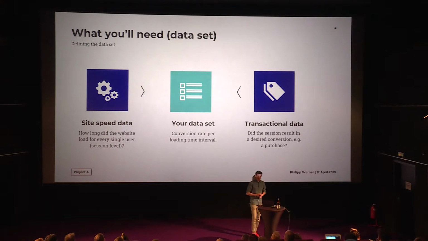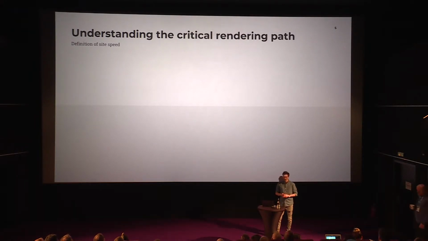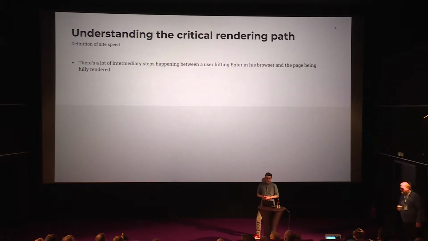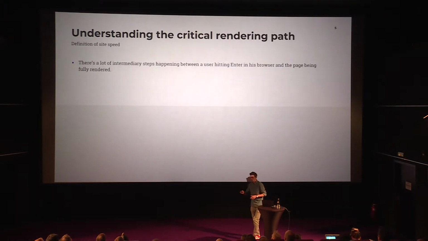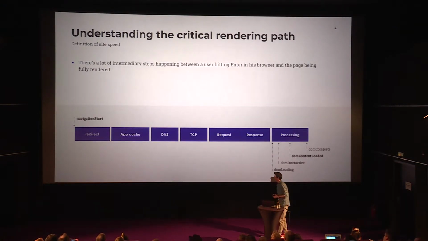Site speed being quite new to us, in that sense, we first wanted to understand what does it actually consist of. So we stumbled upon something called the critical rendering path. I'm going to bore all the front-end guys between you, but for us that was critical to understand because there's a lot of steps happening between a person hitting the enter button in their browser and landing on your fully loaded site. So this is basically everything that's happening.